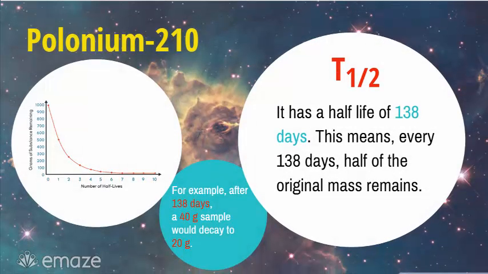Polonium-210 has a half-life of 138 days. This means every 138 days, half of the original mass will remain. On the left is a chart which shows the exponential decrease of polonium-210.